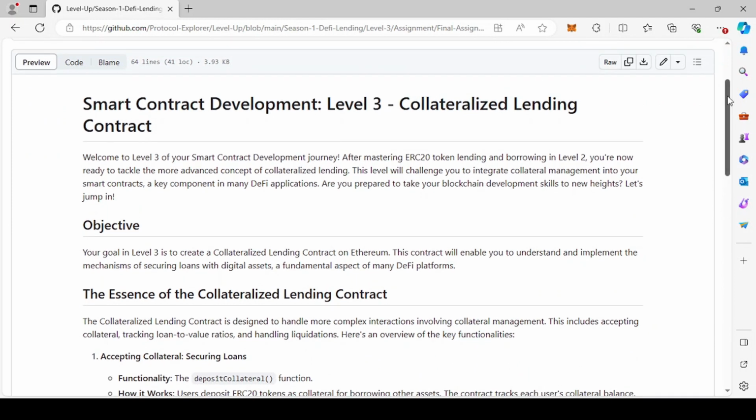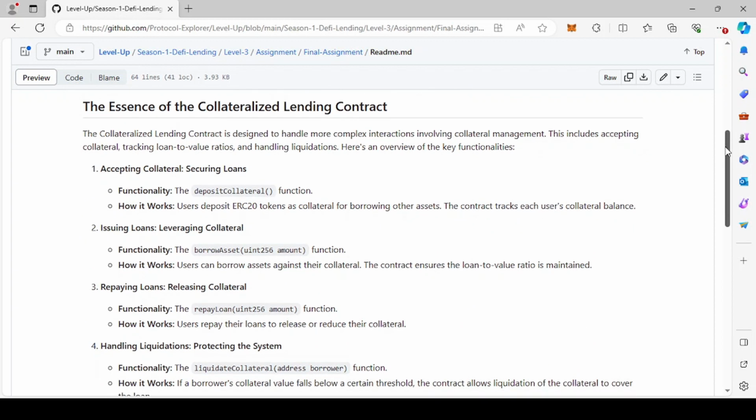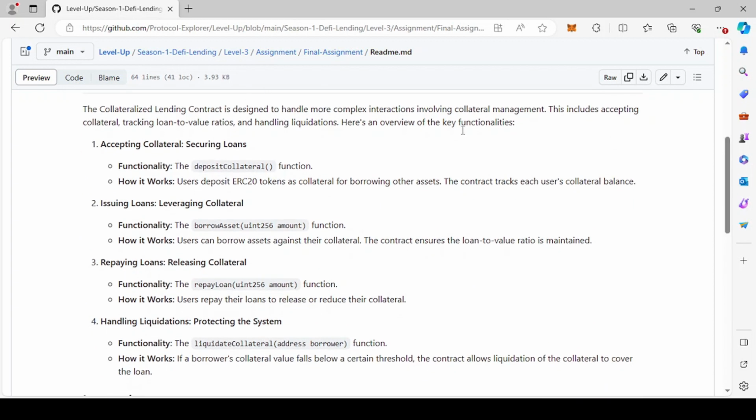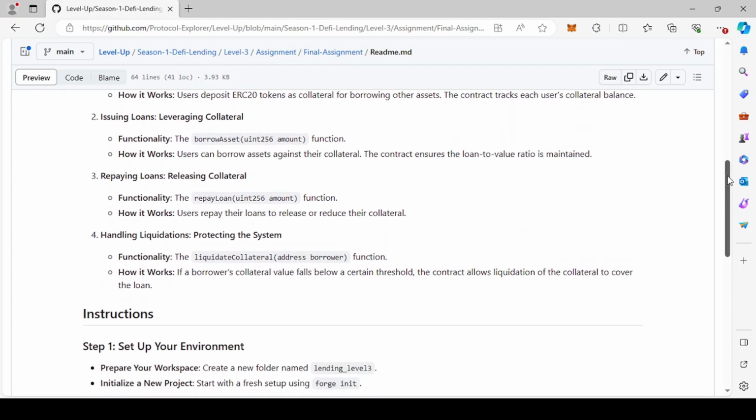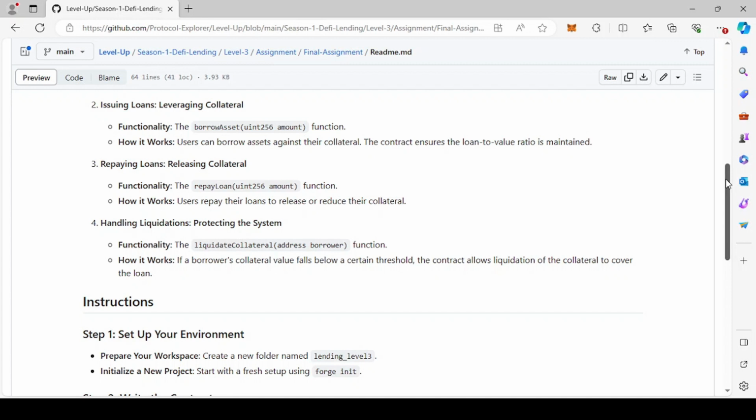And what this means is that, if I scroll down here, the essence of the collateralized lending contract, we're going to have accepting collateral, tracking loan to value ratios, and handling liquidations. Loan to value is going to give us a health factor for our borrowers, and if their health factor is above 1, their loan is healthy, but if it drops below 1, then they will be available to be liquidated. And what that means is that an external party can repay your loan and claim some of your Ether alongside a bonus collateral from that Ether of like 10% or something like that. So I'm going to switch over to VS Code.